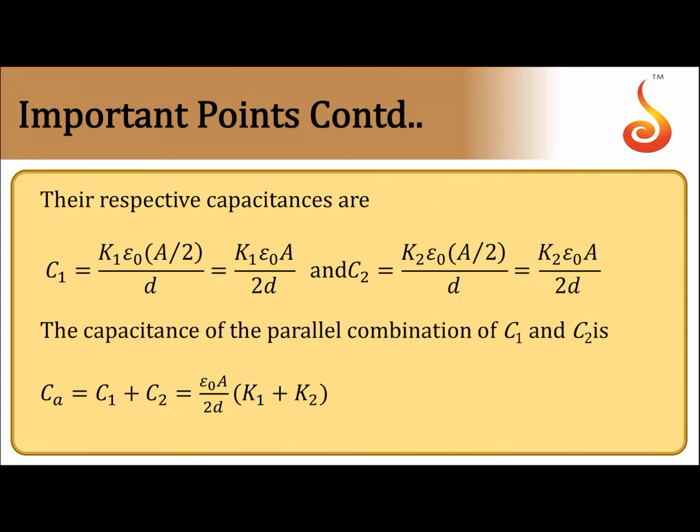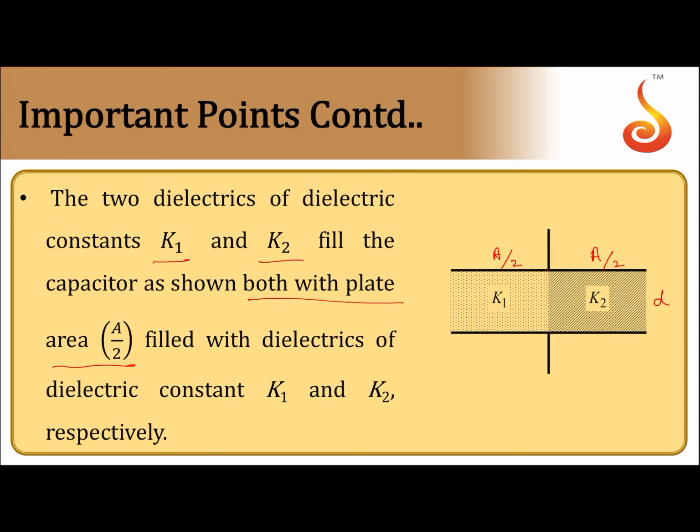Then in this case, each part can be considered as a separate capacitance. See, in this case, you can assume this is the border of the dielectric, so you can cut it here, right? So this will become one capacitor, this will become one capacitor. So this one will have capacitance K1 epsilon naught A by 2 divided by D. This will have capacitance K2 epsilon naught A by 2 divided by D.